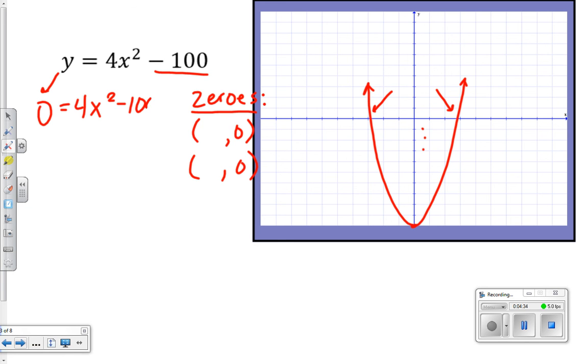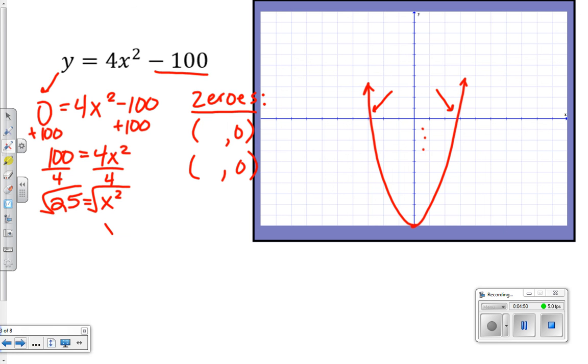Well, if I start working backwards, I'm going to add 100. We will see, divide by 4, that x squared equals 25. Well, if I take the square root of both sides, I know that x has to equal positive or negative 5. That little symbol I just wrote, plus minus on top of each other, just stands for both the positive and the negative form, but you could just as easily write them separate, x equals 5 and x equals negative 5.